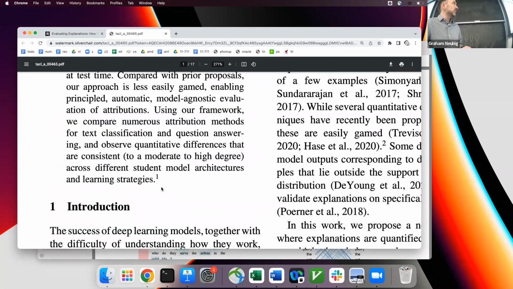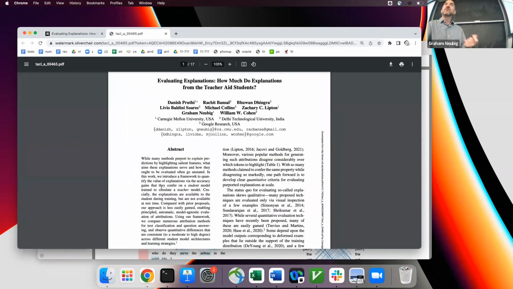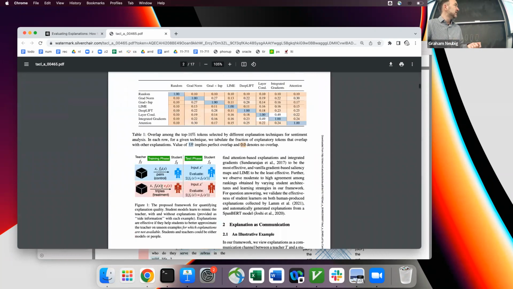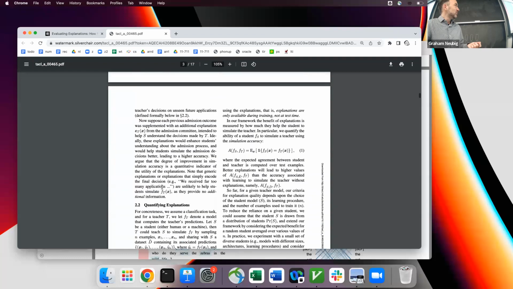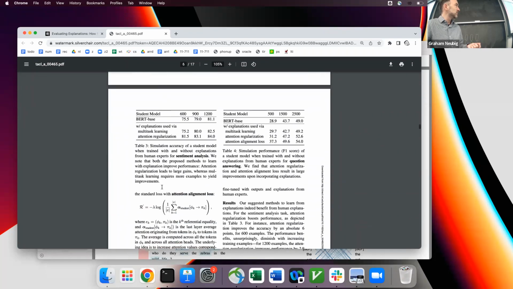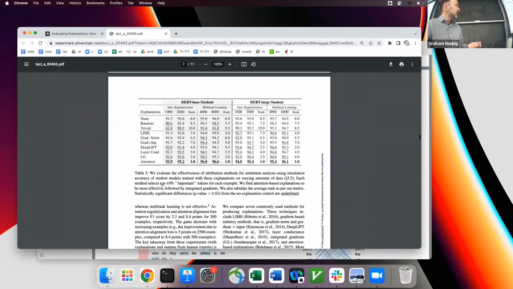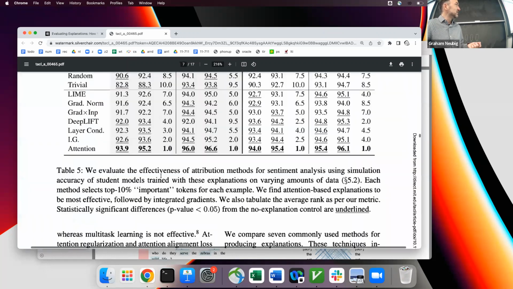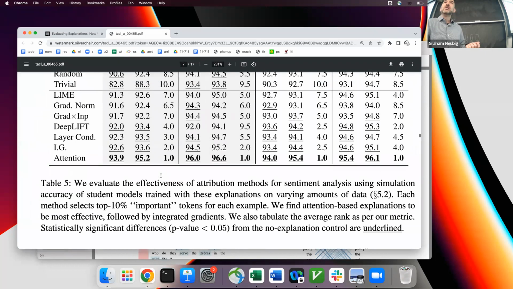And so I like this paper a lot because it gives you a formal framework to evaluate whether explanation is working or not. But importantly, we also evaluated a whole bunch of explanation methods, including the gradient-based methods, the ones that I talked about before. And the funny thing is, attention won every time.